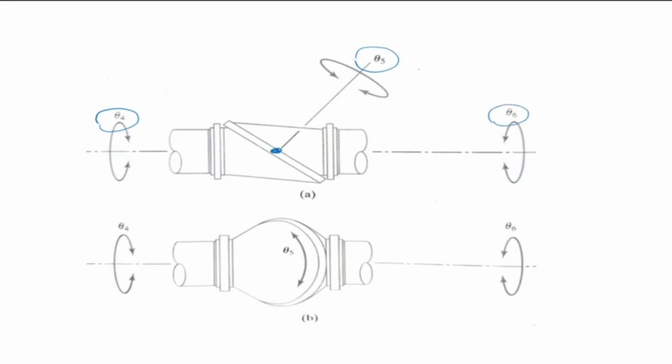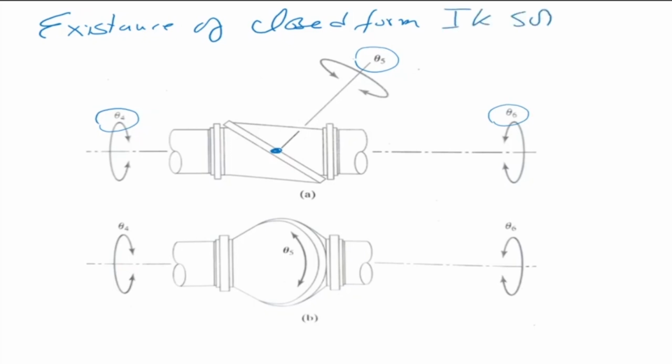Okay, basically to satisfy the condition of existence of a closed form inverse kinematic solution. Numerical solutions are always there, but existence of a closed form inverse kinematic solution. So this is something we have to keep in mind when we are designing the wrist.